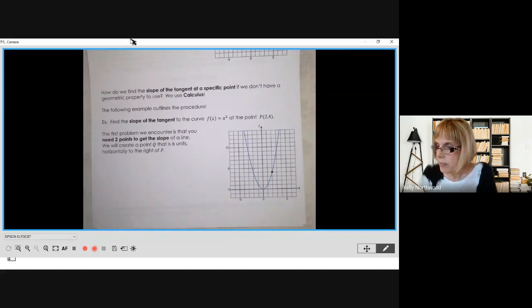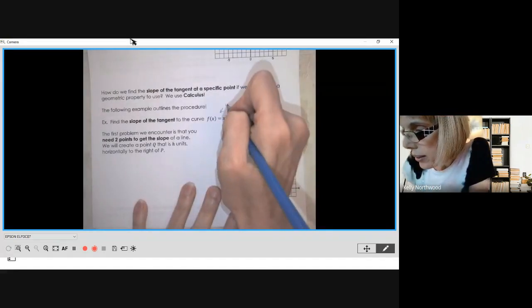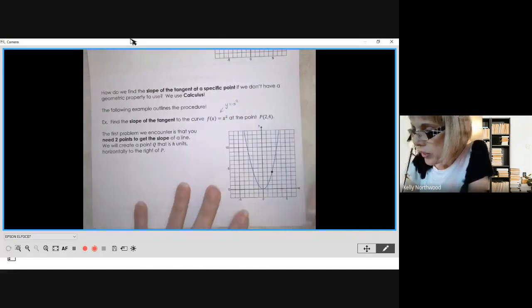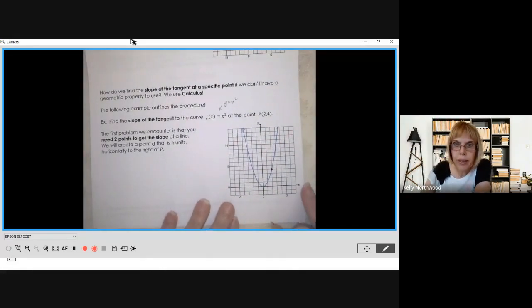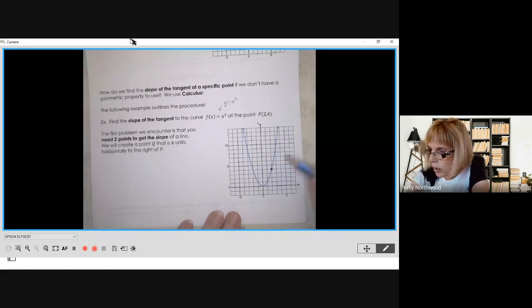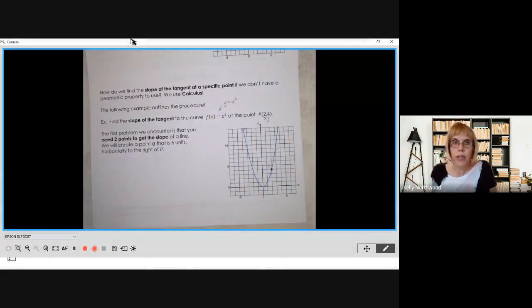So here's our problem. Find the slope of the tangent to the curve f of x equals x squared at the point 2, 4. All right, so hopefully you recognize this as the most basic parabola, y equals x squared, and I did a little handy graph of it there for you. And we want to know the slope of the tangent at this point here, 2, 4. So this is my x value and my y value. This is point P.